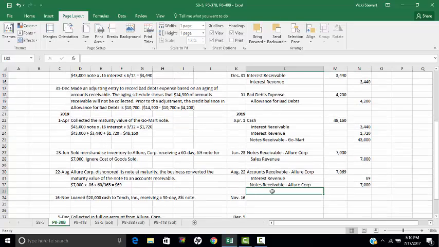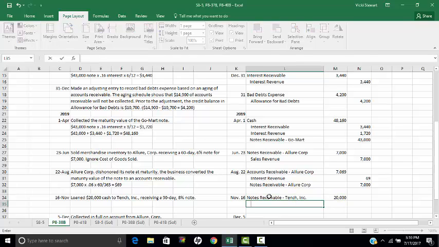Okay, and then on November 16th, it says that we loaned $20,000 cash to Tinch Inc., receiving a 90-day 8% note. So we're going to debit notes receivable, Tinch Inc., for $20,000, and we're going to credit cash for $20,000.